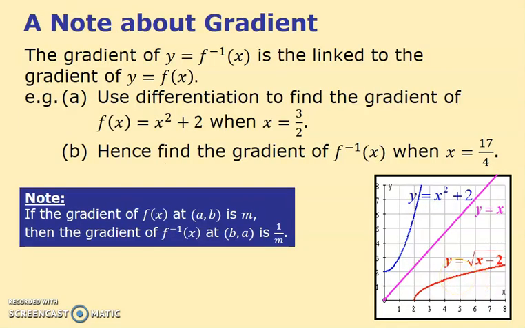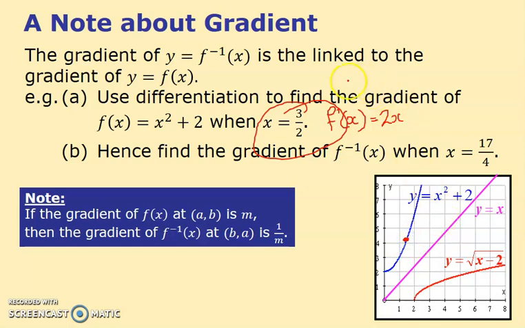A note about gradient. It says use differentiation and have a look at gradient. So I've got a couple of minutes to do this. When I'm going to find f dash of x, it wants me to differentiate, and it's quite an easy differentiation. It's 2x. And it says find this at x equals 3 over 2. Now 3 over 2 is 1.5. It's actually about there.